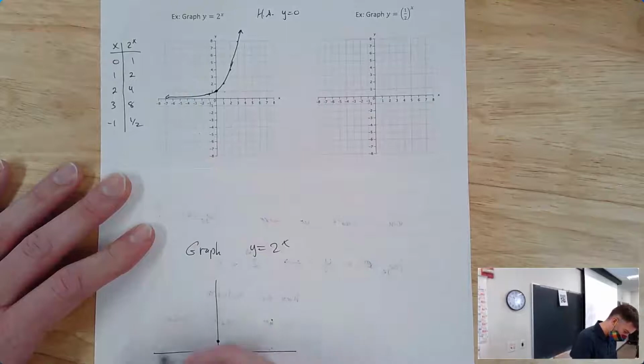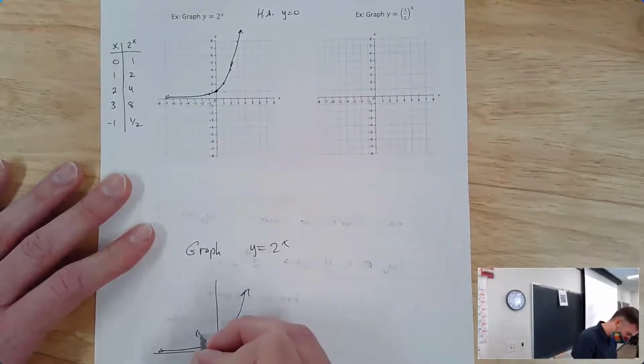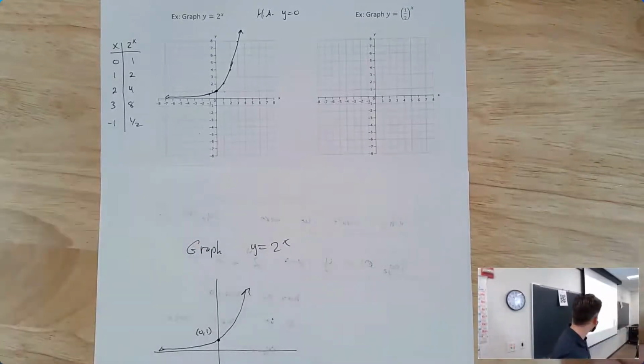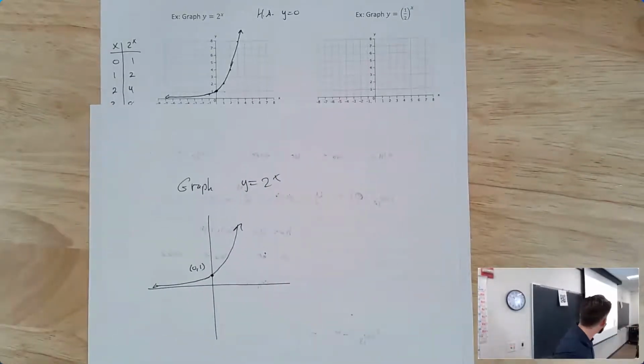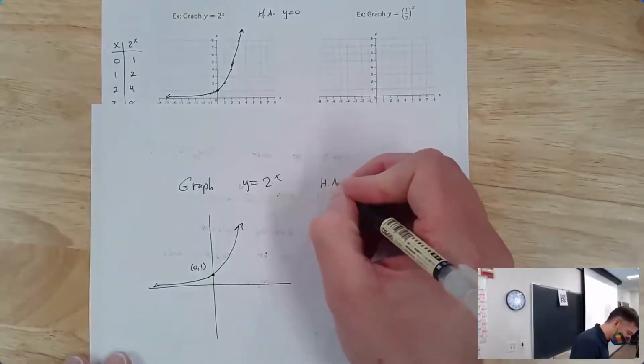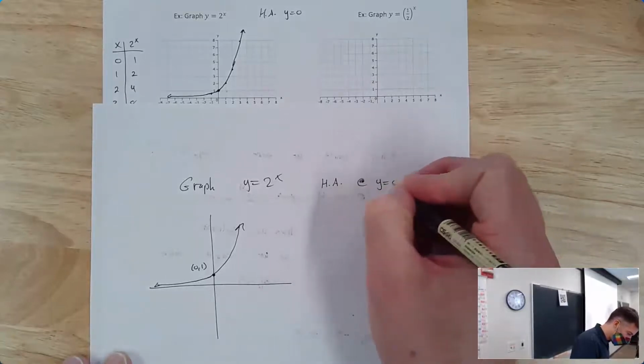There's my y-intercept at (0, 1). And there's a pretty good graph. I'm sorry, you guys can't see that really. If I was graphing y equals 2 to the x, that's what I would really do. There's not a lot of other information you need to include. In fact, I guess there's one thing I should say. There's a horizontal asymptote at y equals 0.